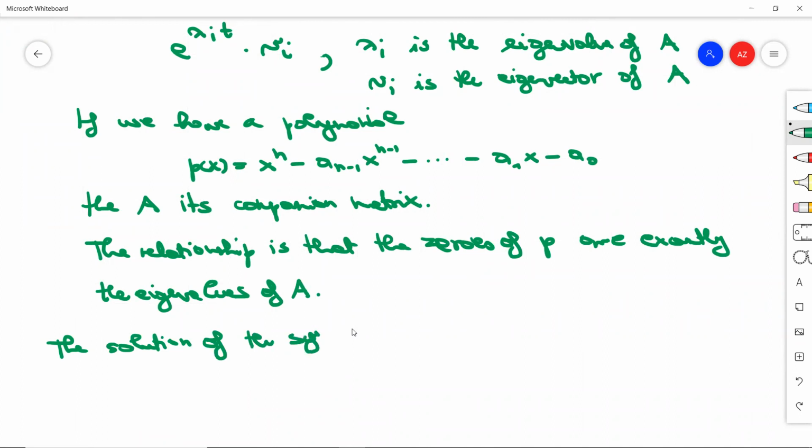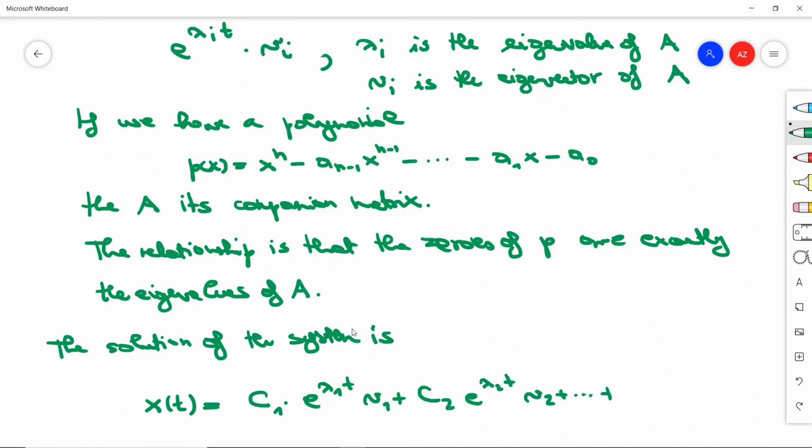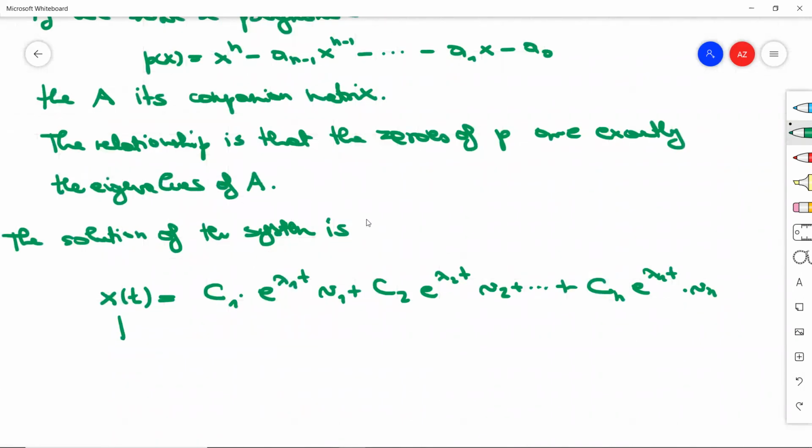x of t is then C1 times e to lambda 1 t v1 plus C2 times e to lambda 2 t v2, and so on, plus Cn times e to lambda n t vn. Okay, but what is this x of t? This is the vector x1 of t, x2 of t, up to xn of t.